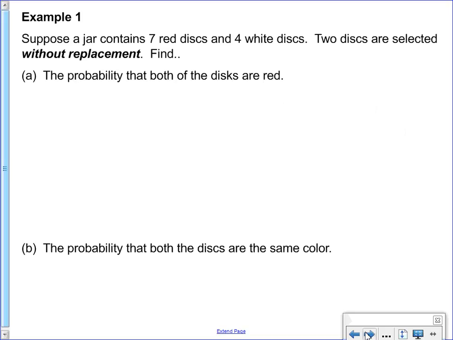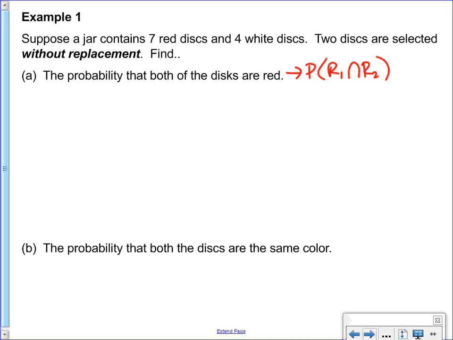Suppose a jar contains 7 red discs and 4 white discs. 2 discs are selected without replacement, aka you don't put the disc back. Find the probability that both discs are red. So we're looking for, in shorthand notation, the probability that the first disc was red, so I'm going to go red 1, and, so intersection, the probability the second disc was red.